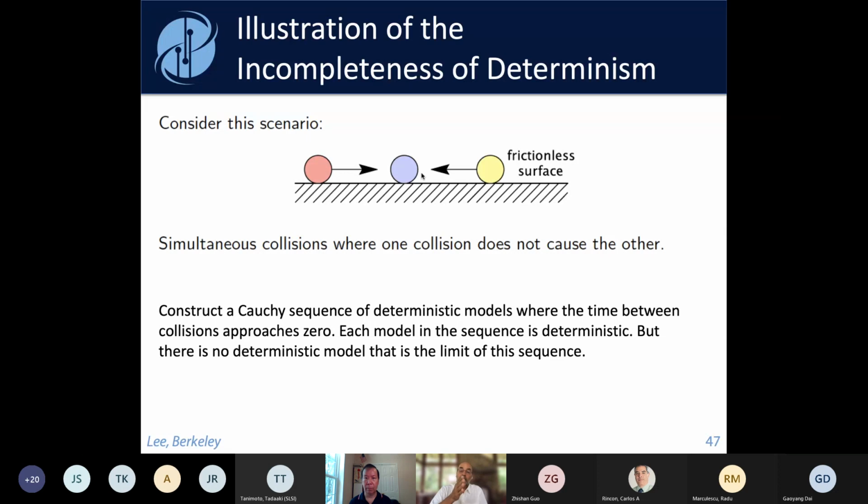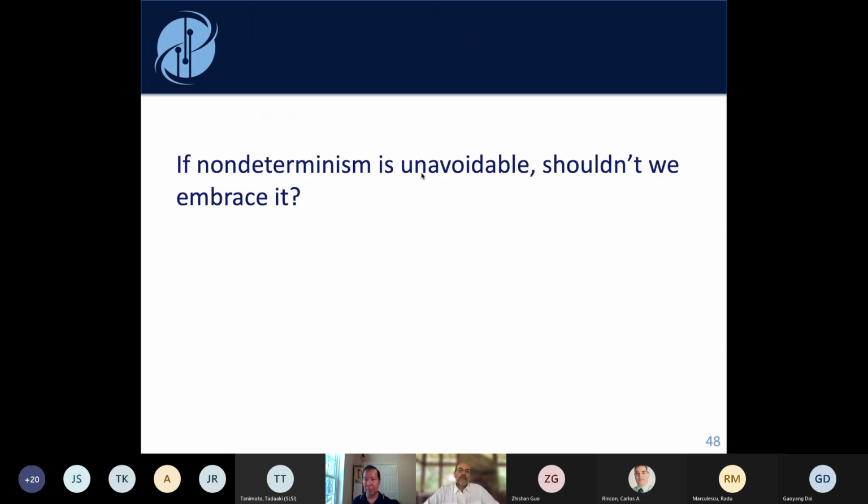And the models form a sequence where the time between collisions approaches zero. Each model in the sequence is deterministic, but there is no deterministic model that is the limit of the sequence. And the fact that there is no such model follows from Newton's laws. Okay, so I show that in the paper, which means that any set of deterministic models that's rich enough is going to have to admit non-deterministic models. So you might say, well, if non-determinism is unavoidable, why don't we just embrace it?